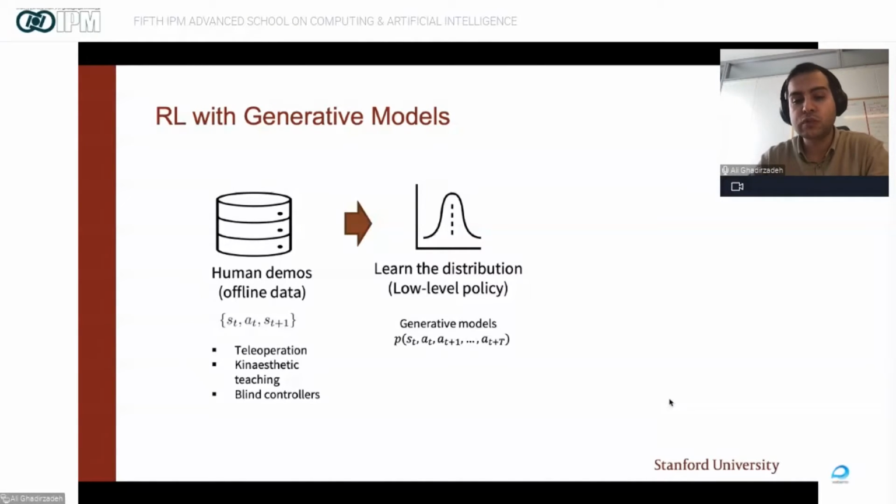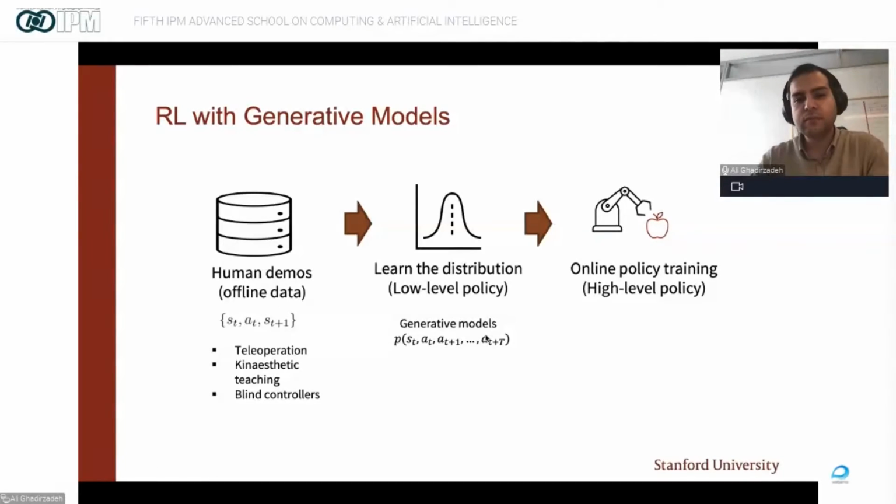We want to use generative models to learn the distribution of data. When I'm talking about the data distribution, I mean the state and the action sequences that are generated or executed on the robot. We want to learn this probability distribution. And once we have the generative model, we would like to learn the high-level policy that uses this generative model to solve different types of tasks.